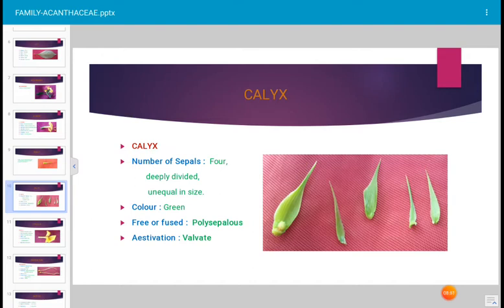How is the arrangement of the sepals in the flower? That means aestivation. Aestivation means arrangement of sepals or petals. In this case, valvate aestivation is there. No edge of a sepal overlaps the edge of the adjacent sepal, and the sepals are arranged opposite to each other. Such an arrangement of the sepals is described as valvate arrangement.